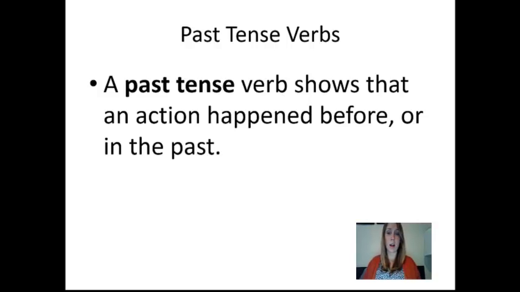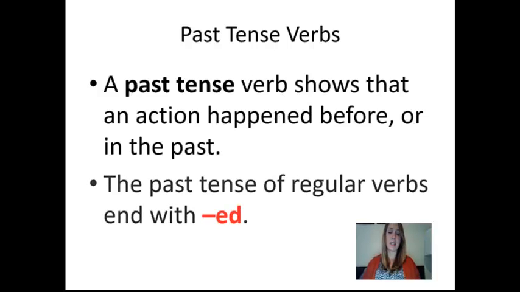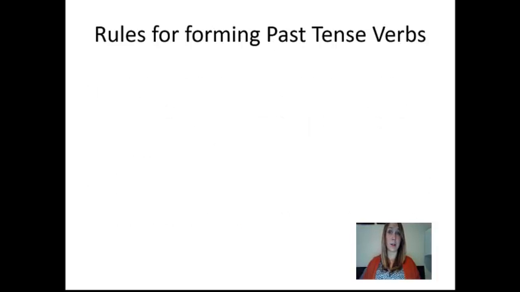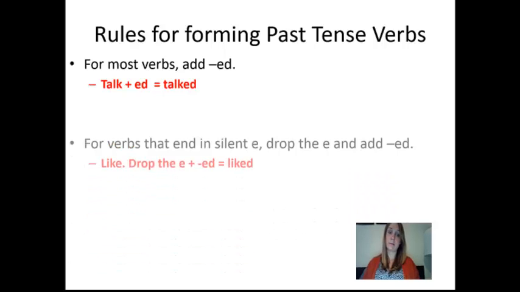So right now I'm talking on Sunday. If I was talking about something that was happening on Saturday, which is the day before, I would use a past tense verb. For most past tense verbs, all you have to do is add an E and a D. So let's take a look at what that looks like for some regular past tense verbs. I've got talk plus ed equals talked.